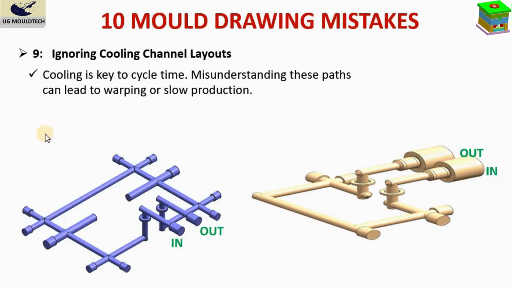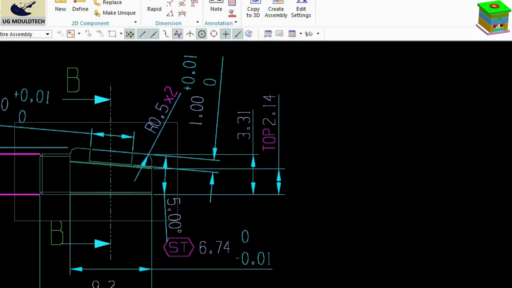Friends, the next point is 9th, ignoring cooling channel layout. Cooling is the key to the cycle time. Misunderstanding this path can lead to warp or slow cycles. People commonly make mistakes here, as in some cases channels or bolts are also in the way. We should check the drawing very carefully before making the cooling channels.